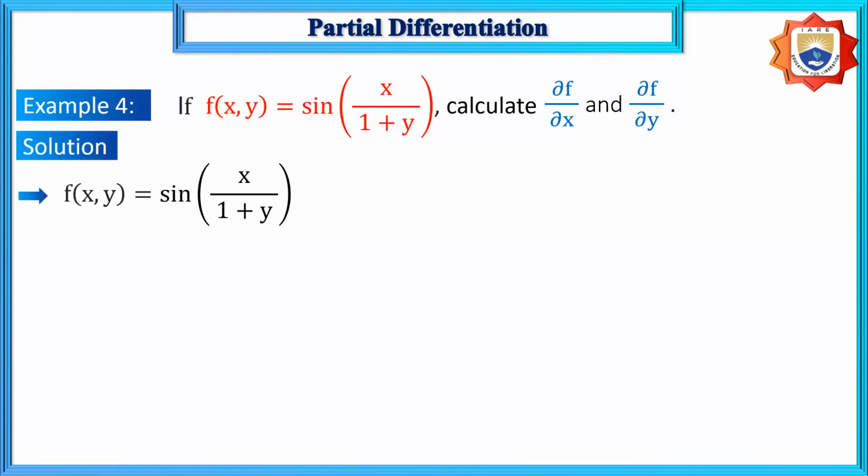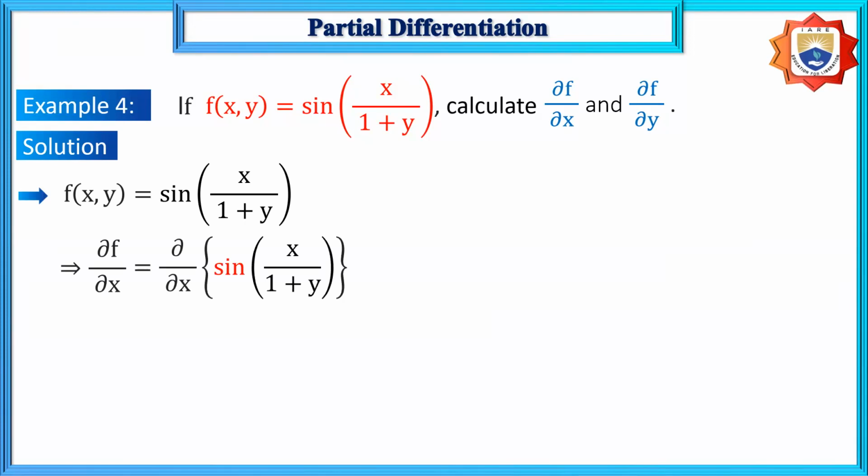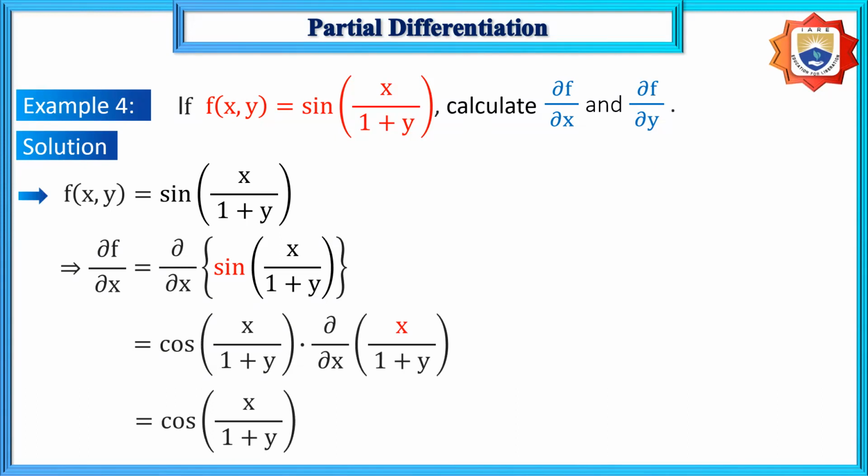Here, let the function f of x comma y equal sine of x by 1 plus y. Dou by dou x of that: the derivative of sine is cos, that means dou by dou x of sine function is cos of x by 1 plus y. And here it is not at all completed because of the inside of that, x by 1 plus y. Therefore, once again the derivative dou by dou x of x by 1 plus y, that is inside of the function. Therefore, cos of x by 1 plus y into the second function derivative with respect to x, that is 1 by 1 plus y. That means dou f by dou x is equal to 1 by 1 plus y into cos of x by 1 plus y is the value.